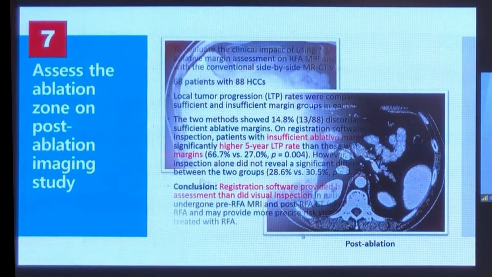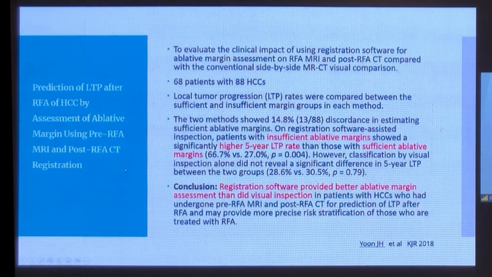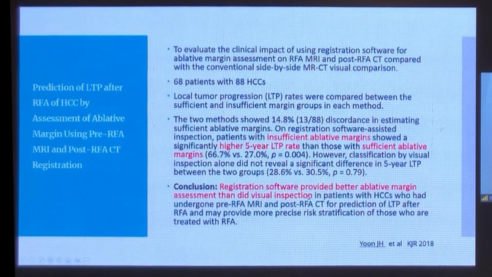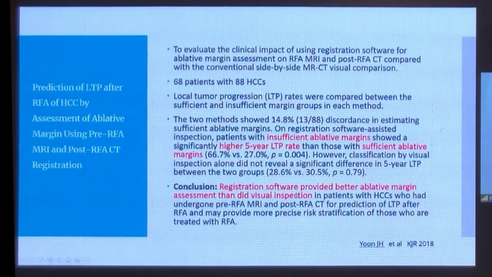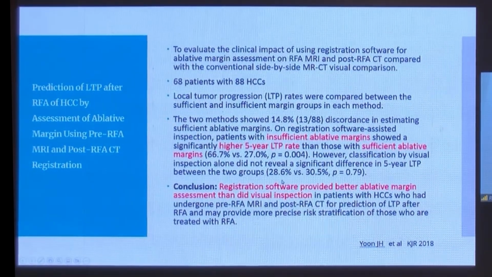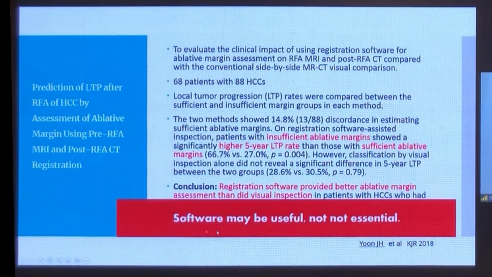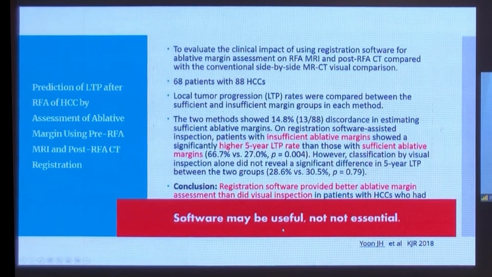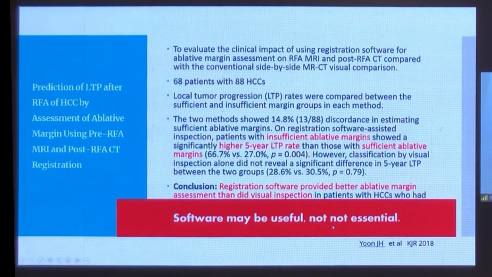And some researchers propose that this kind of registration software provides a better ablative margin assessment than just visual inspection. I agree, but I'm not sure most researchers continue to use this kind of software in their practice. So I would say software may be useful, but I think not essential.